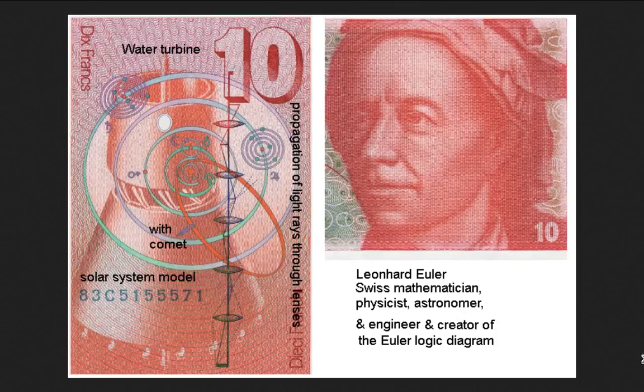The 10 francs water turbine note. The person's name on it actually is Leonhard Euler, and I know him about the Euler logic diagram. That's where I learned about him. He's a Swiss mathematician, physicist, and astronomer, and therefore, you know, the Antichrist to anybody who wants to post fearmonger stuff.